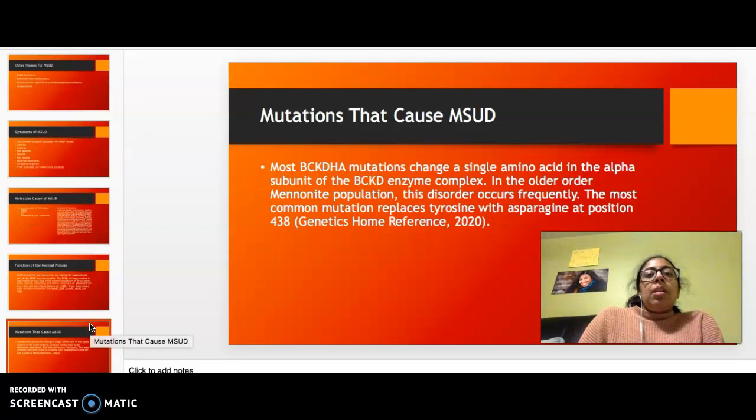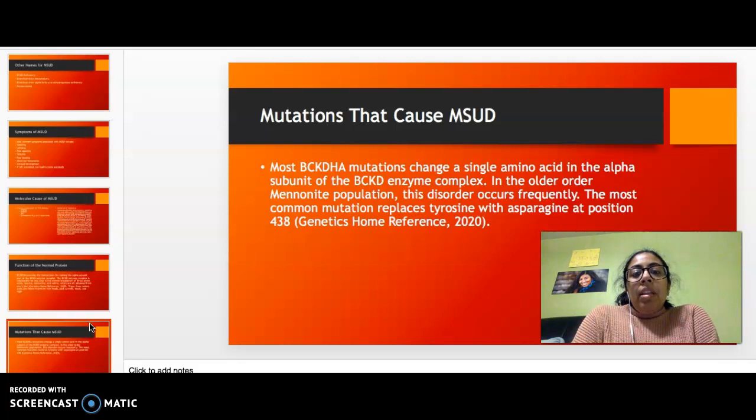But MSUD is caused by mutations in that protein. Most BCKDHA mutations change a single amino acid in the alpha subunit of that enzyme complex. In the Old Order Mennonite population, this occurs frequently. The most common mutation replaces tyrosine with asparagine at position 438 in the sequence.